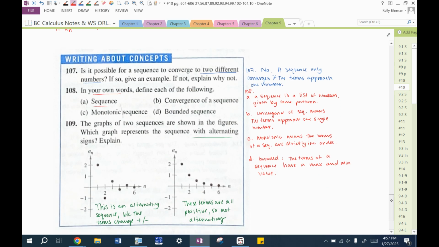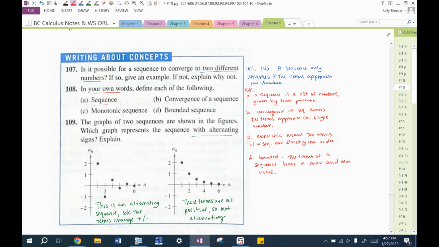Okay, 107. Is it possible for a sequence to converge to 2 different numbers? If so, give an example. If not, why not? So no, because remember, a sequence that converges means that the terms are approaching one single number, so not 2 different ones.